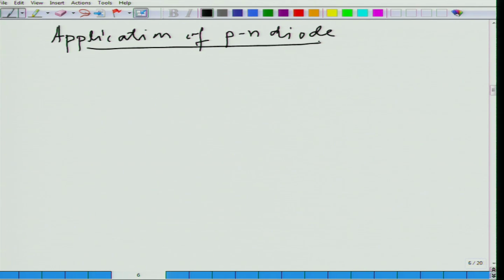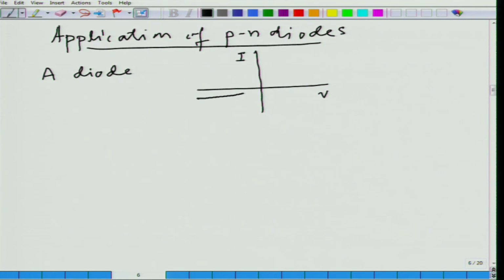Applications of p-n diodes come from two parts. The first one is just as a diode, where it has a very unique current-voltage characteristic. The uniqueness comes from the fact that if I apply voltage in the forward direction, then there is a current flowing through the diode, but if I apply it in the reverse direction, there is no current flowing through it, and that device is used in circuits in many ways.